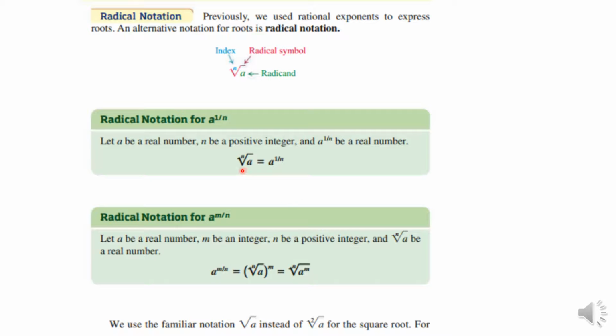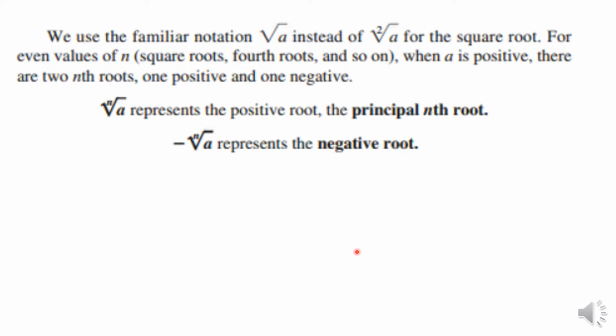The definition is, when we write the nth root of a, that means the same thing as a to the 1 over n. Likewise, we can talk about a to the m over n. That means either the nth root of a, whole to the m power, or the nth root of a to the m, either one. Whenever we don't write a number here, it is assumed to be 2.